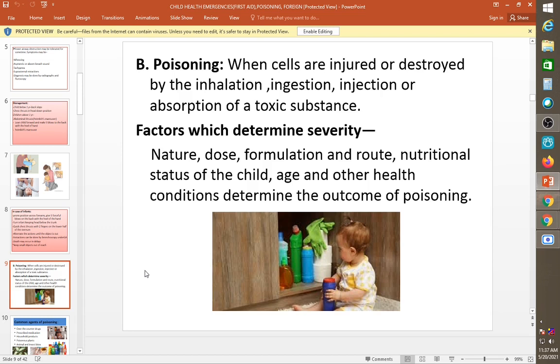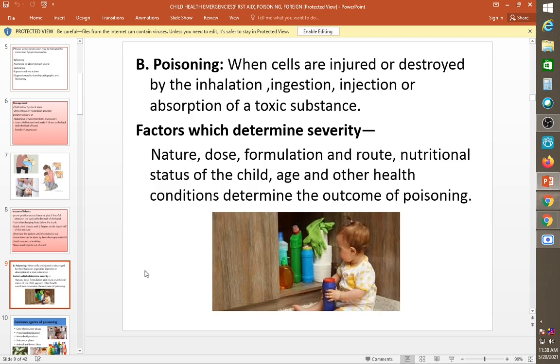Okay. So what is poisoning? Poisoning is something which causes injury to our body, when cells of the body are injured or destroyed by any substance. The substance may be got by inhalation. We may eat it, we may inject it, or we may absorb it. So these are all types of poisonous substances. And poison is something which causes injury, or destroys, or causes death of the natural body cells.